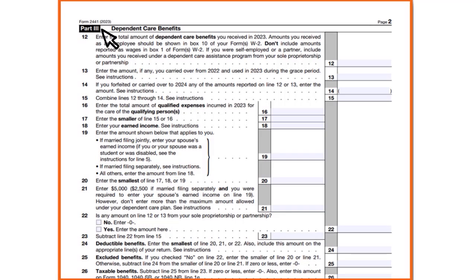But here we have a constellation of metrics that relate to your AGI, your adjusted gross income, your earned income, and also something called qualified expenses. Now, I want to go back to qualified expenses. Qualified expenses relate to qualified persons. In other words, the children you are going to claim on your taxes this year must qualify. And the IRS has a set of criteria that will determine whether or not a child is a qualified person, okay?